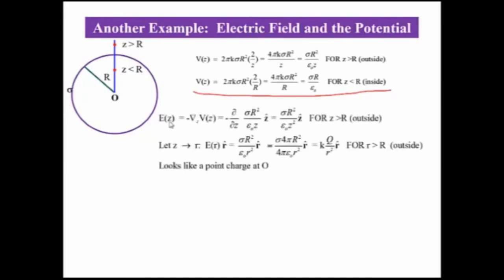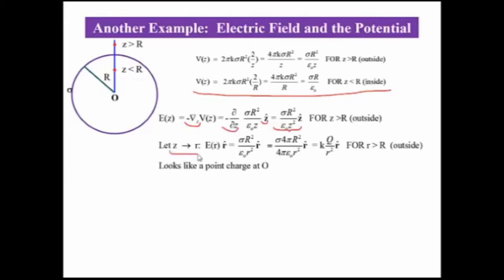We're going to start by looking outside, so we're going to use this one up here. We're going to differentiate it, or take the gradient, and we'll only need the z component because there's only one variable in the function. So we'll have minus partial with respect to z of this function. The gradient will give us, of course, the z hat. Differentiating 1 over z with the minus sign gives us a plus 1 over z squared. And so we end up then with the E field outside that looks like this.